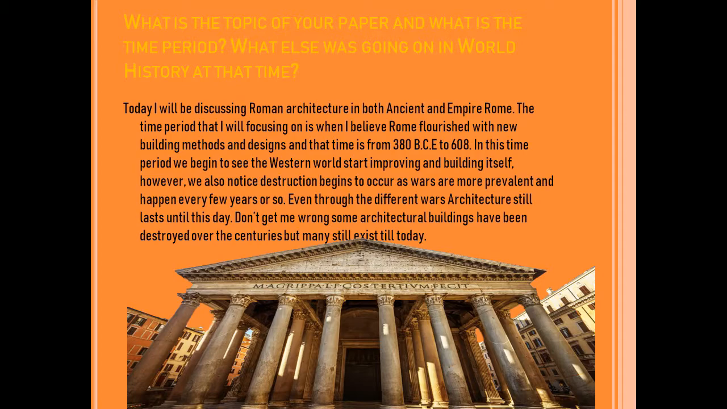In this time period, we begin to see the Western world start improving and building itself. However, we also notice that around the Western world, there were a lot of destructions happening due to wars being prevalent, and they happened every few years or so. As we talked about in class, wars were happening every couple of years, and a lot of big cities, like Rome, were always raiding other people and trying to start wars, which is kind of insane.